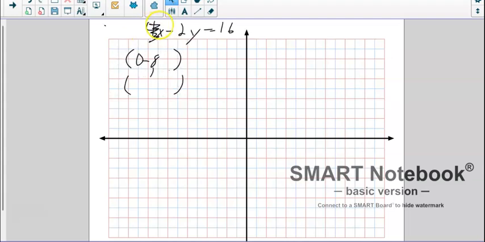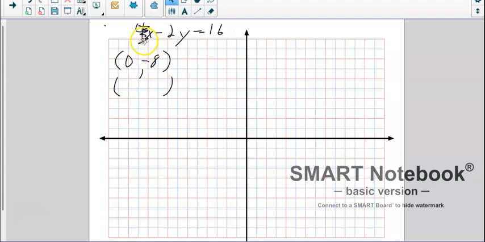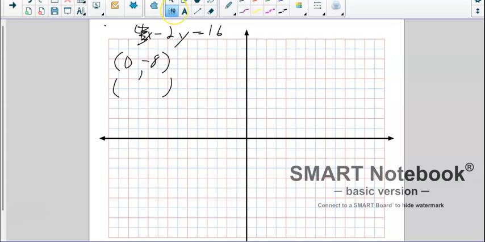Not able to grab the cover up for some reason this time. So let's just pretend, sorry about that. I'm going to put my 0 in for y. Let's pretend we can see the 4. 16 divided by 4 is 4.